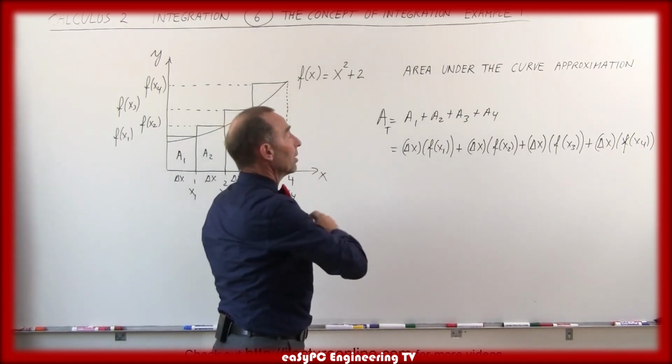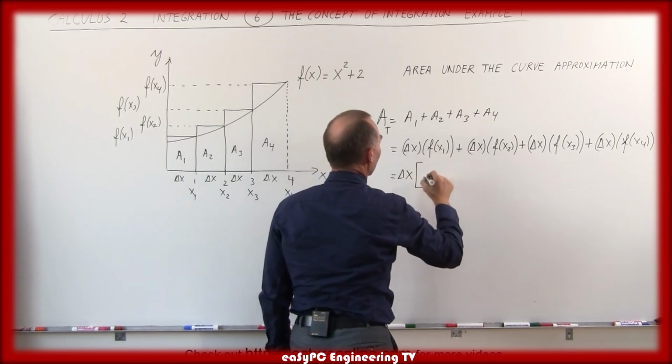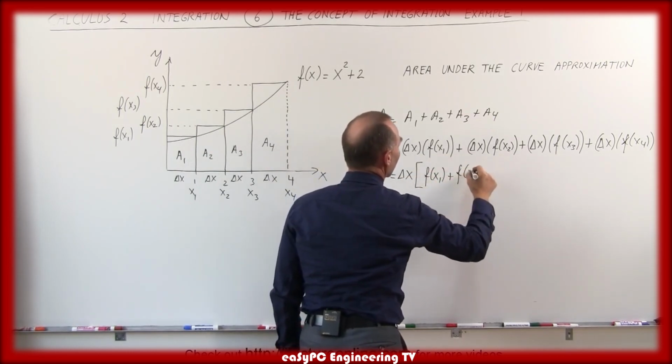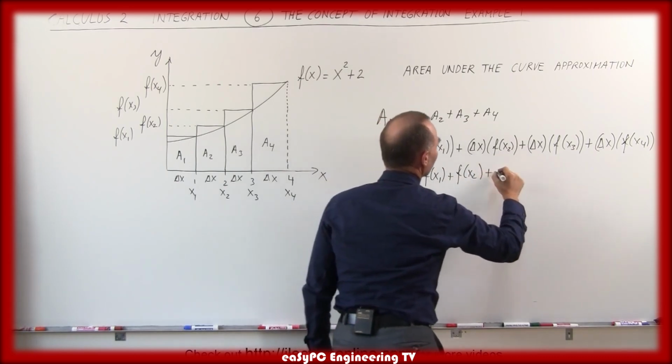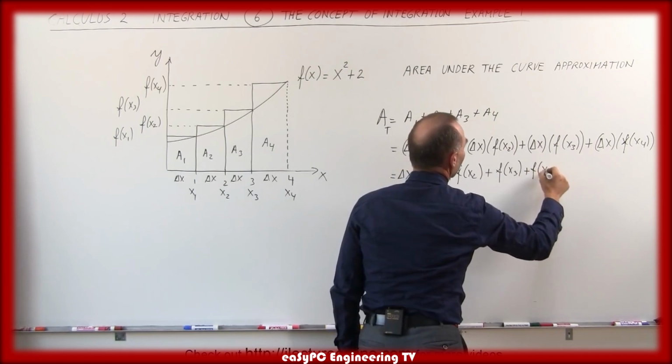I can factor out a delta x, so this is equal to delta x times the function evaluated at x sub 1 plus the function evaluated at x sub 2 plus the function evaluated at x sub 3 plus the function evaluated at x sub 4.